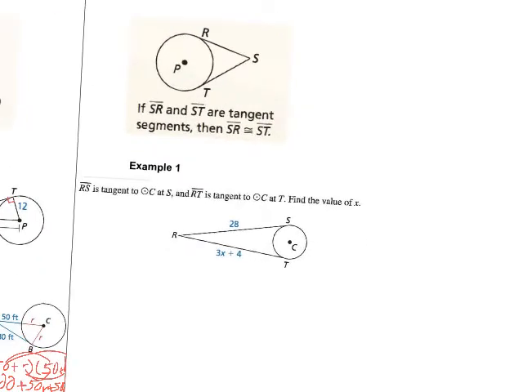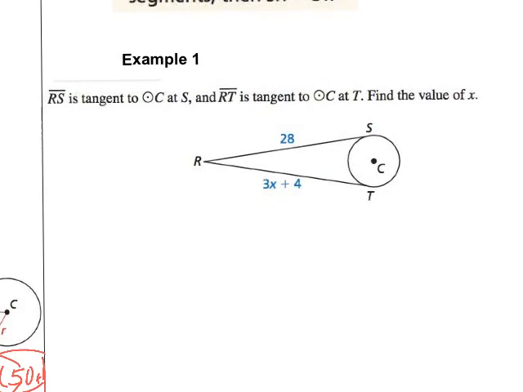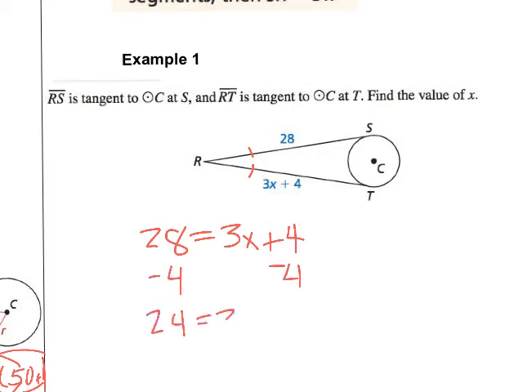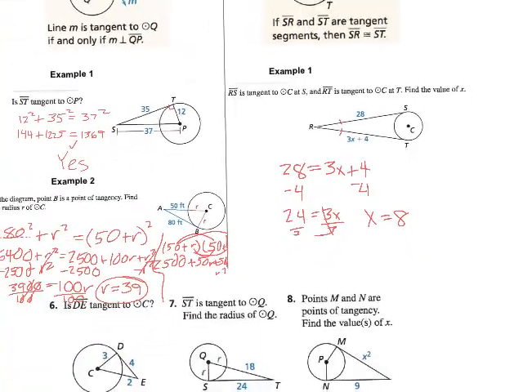So a very, very simple problem is example 1 then, right? So RS and RT should be congruent segments because they're both tangents that meet at a single point. So that means very simply I can set 28 equal to 3x plus 4 and solve. So subtract 4, divide, and I end up with x is 8. Okay? Nice and simple. Okay, any questions?